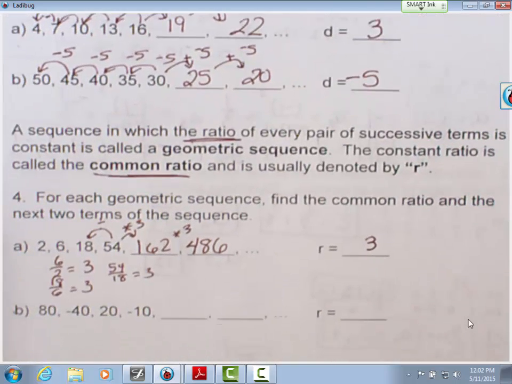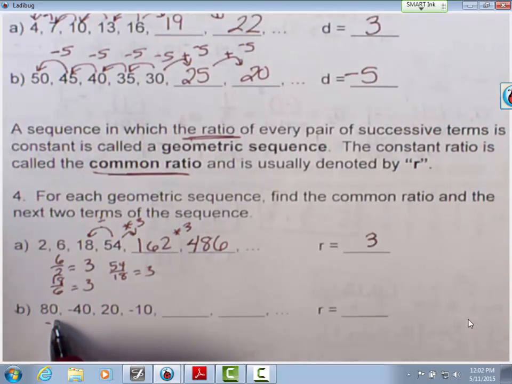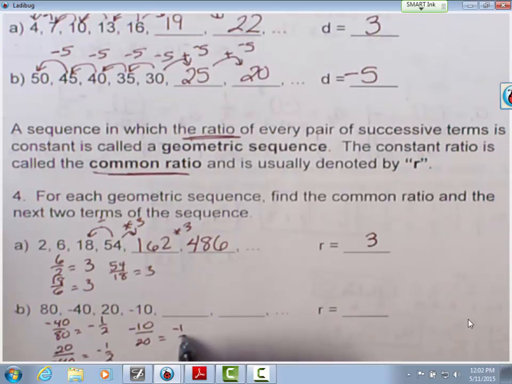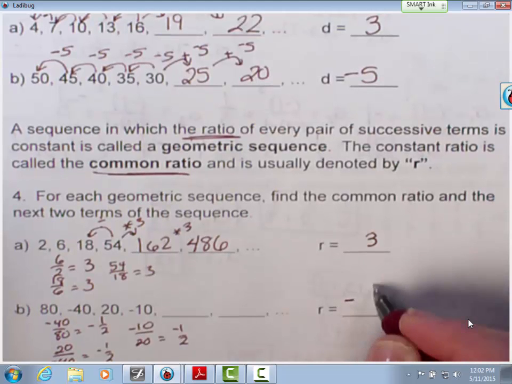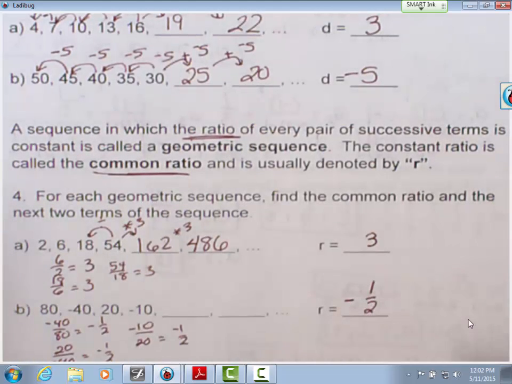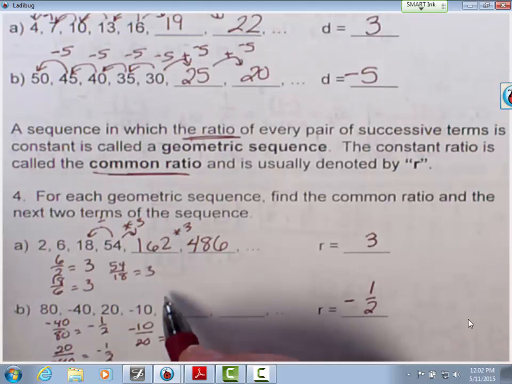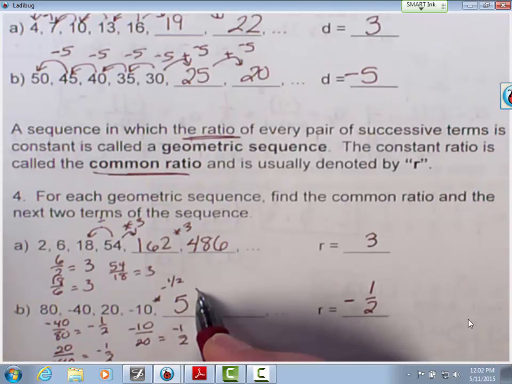Similarly, on B here, negative 40 divided by 80 equals negative 1/2. 20 divided by negative 40 equals negative 1/2. Negative 10 divided by 20 equals negative 1/2. So R equals negative 1/2. So if we multiply by negative 1/2, we'll get 5. And we multiply by negative 1/2, and we get negative 2.5.